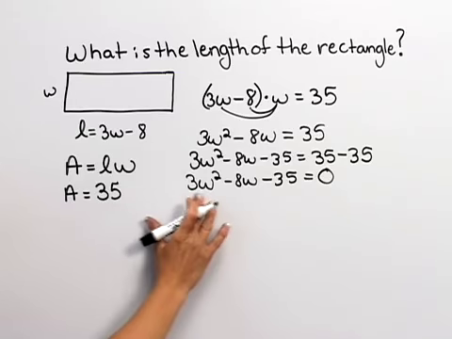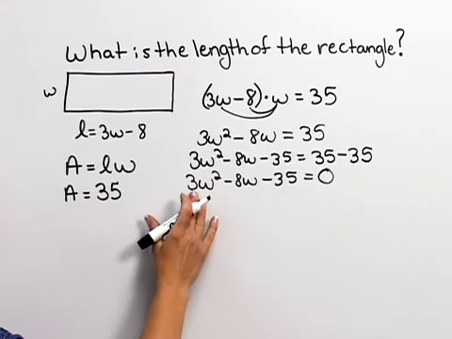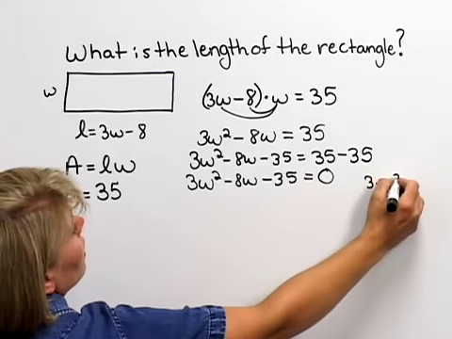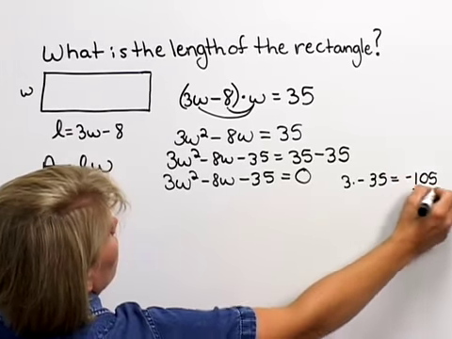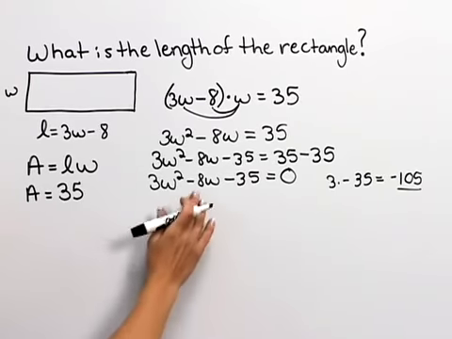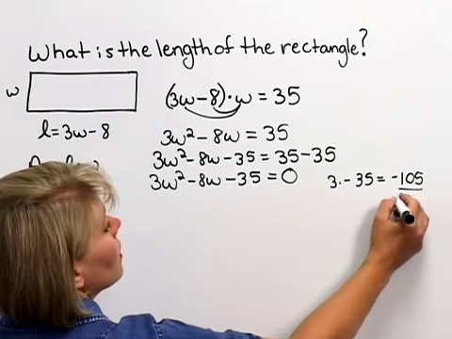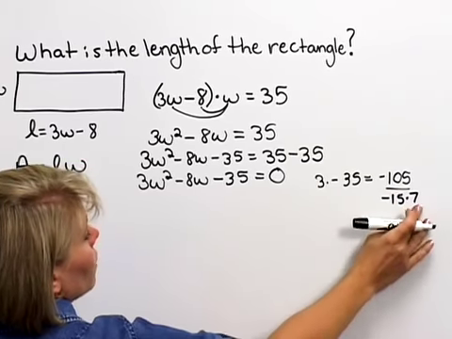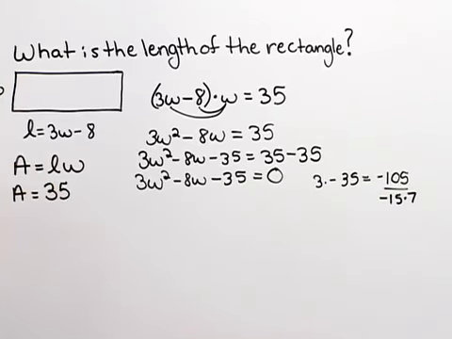Now we can factor this particular trinomial. We'll do that by factoring by grouping. 3 times negative 35 ends up giving us negative 105. We need factors of negative 105 that will add up to a negative 8. Those factors are negative 15 and 7. If we add those together, you get a negative 8. And if you multiply them together, you get negative 105.